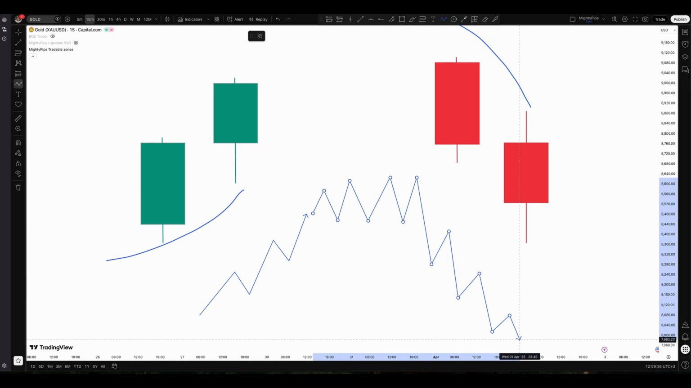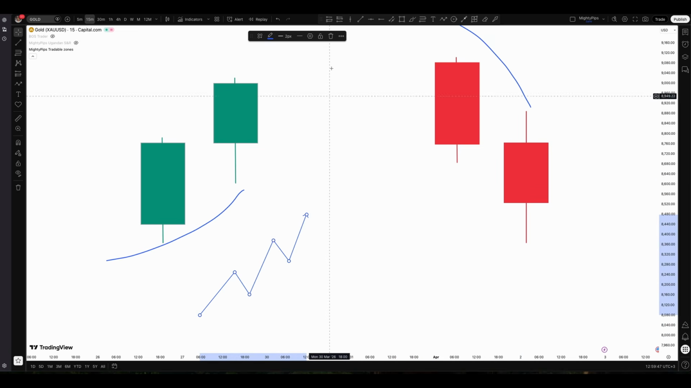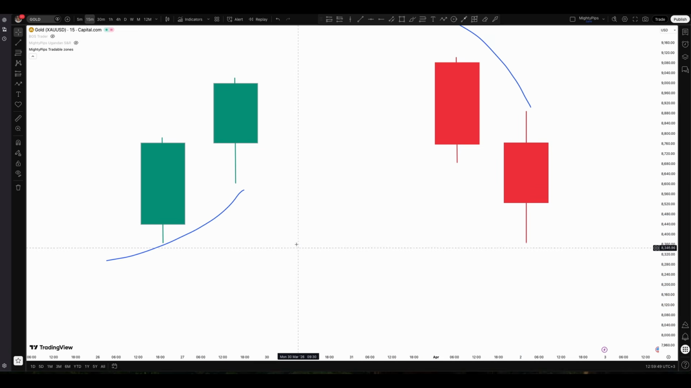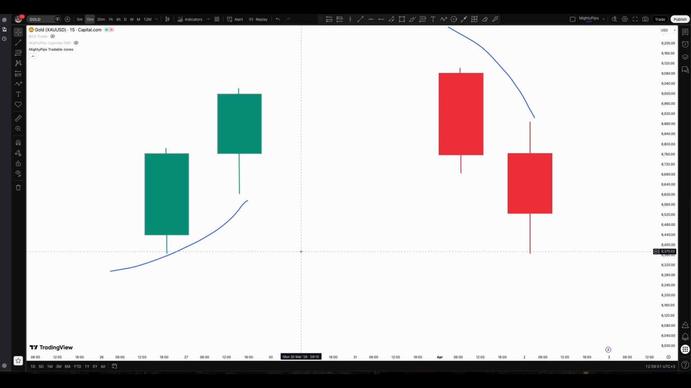So the market has 3 cycles. It has an uptrending cycle, a consolidating cycle, and then a bearish cycle. So you need to first find out what cycle of the market the market is in at the moment. So in this case, we are going to be looking at this bullish example.